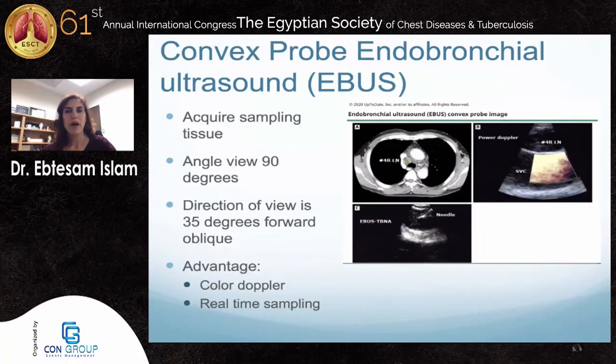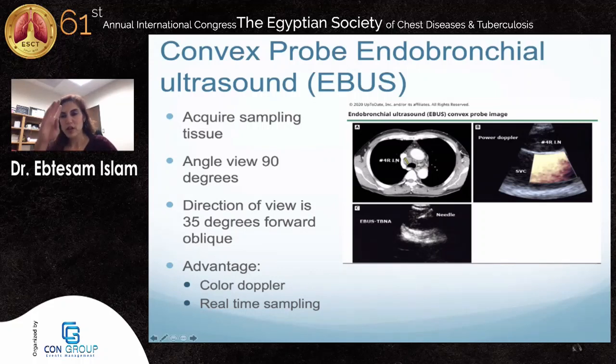The other type of endobronchial ultrasound is a convex probe, and most of my discussion today will be about the convex probe. This probe is actually used to acquire sampling tissue in real time. The way the EBUS probe works is that you have an angle view of 90 degrees. The direction of the view is 35 degrees forward oblique.